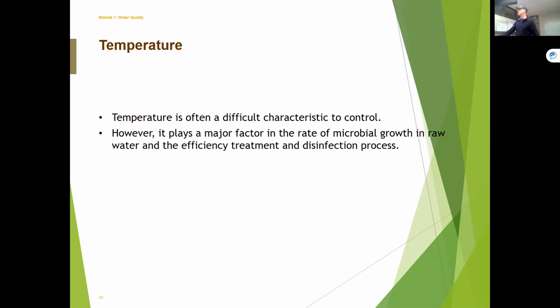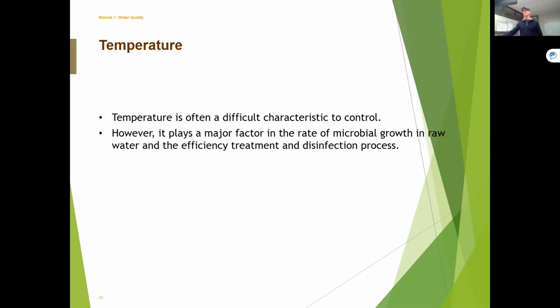Let's talk a little bit about temperature. Temperature is probably one of the harder characteristics or parameters to control. But it plays a major factor in how we add chemicals and, again, how our bugs grow out there, especially if you've got a surface water source, right? A lot more bacteria happens. The other thing we don't talk about a whole lot is the algae growth, right? And when the conditions are correct, that's algae, and these bacteria can grow a whole bunch, and that plays havoc with your chemistry.